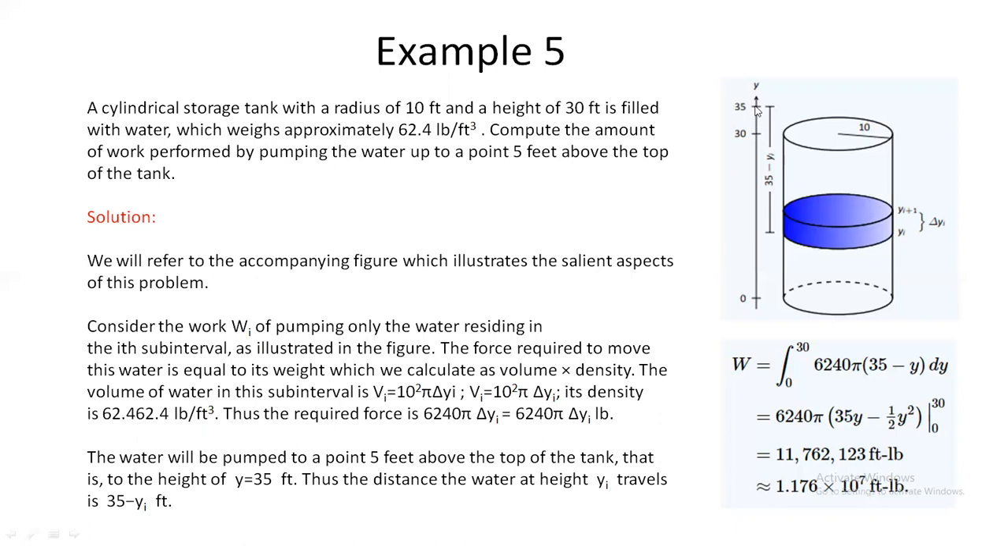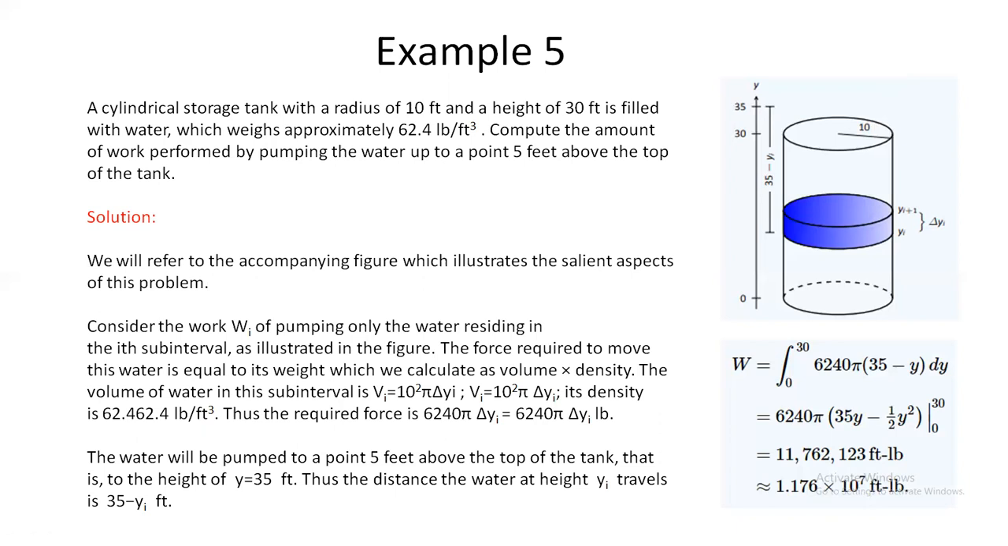So this time, the total distance that will be traveled by water as it is being pumped out from this particular cylindrical tank is 35. Because the height of the tank is 30, and then you will have to add 5 to that because it would be 5 feet above the top of the tank, the elevation at which the water is to be pumped out of the tank.